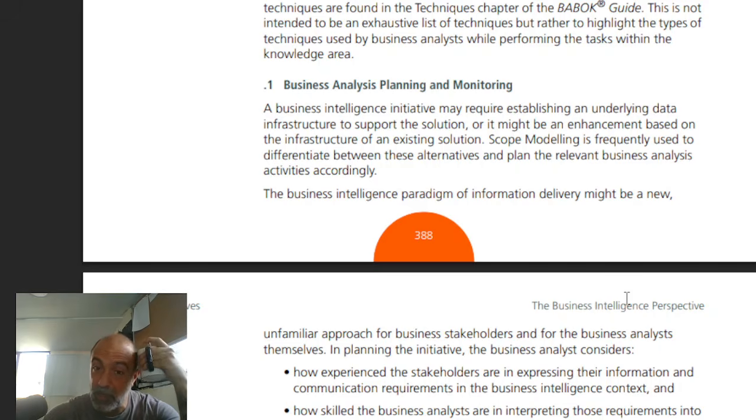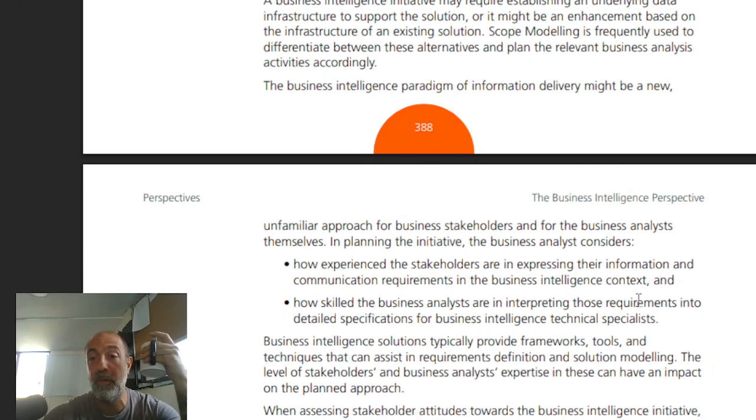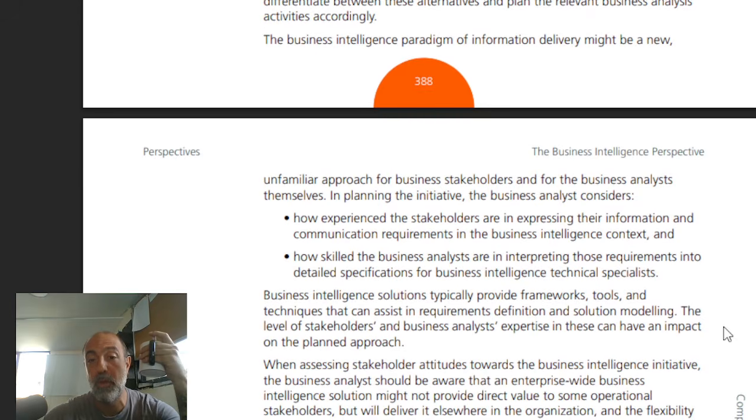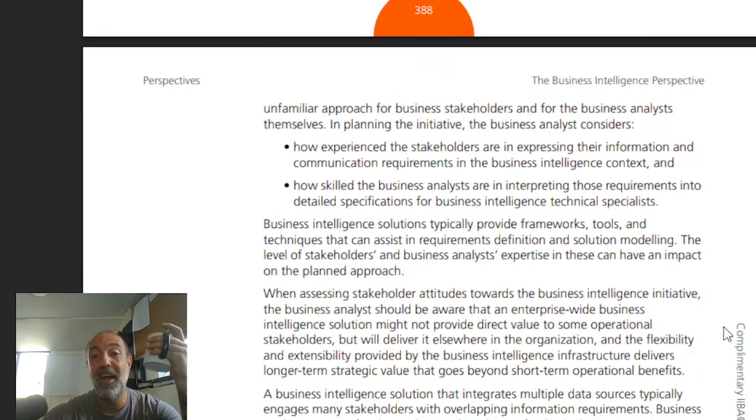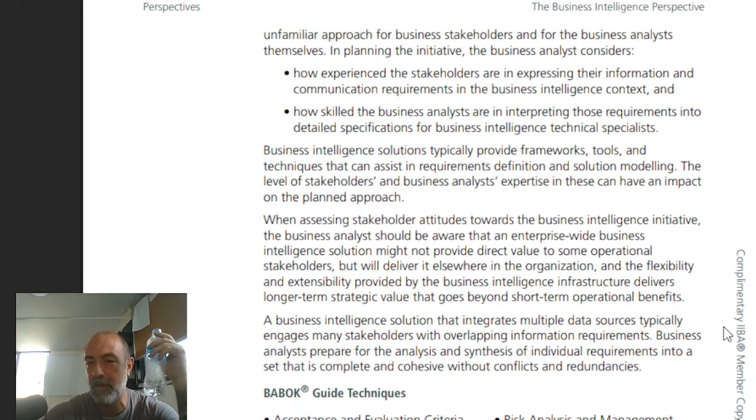The business intelligence paradigm of information delivery might be a new, unfamiliar approach for business stakeholders and for business analysts themselves. In planning an initiative, the business analyst considers how experienced the stakeholders are in expressing their information and communication needs. The term elicit is a CIA thing, by the way. To elicit something from somebody is not to ask them, it is to extract it from them. How skilled is the business analyst in interpreting those requirements into detailed specifications for business intelligence technical specialists?